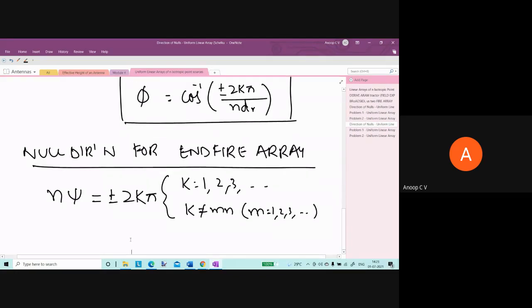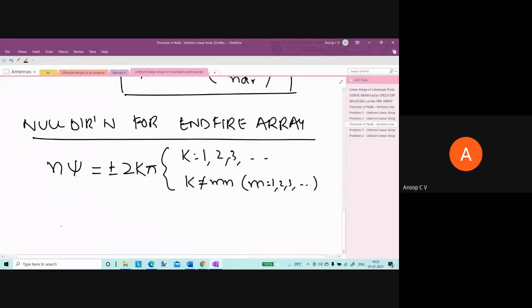But for end fire array, as it is end fire, can anyone tell me what is the condition for end fire array? What should be delta? Yesterday we discussed this. Please tell me what is it? What should be delta for end fire array?